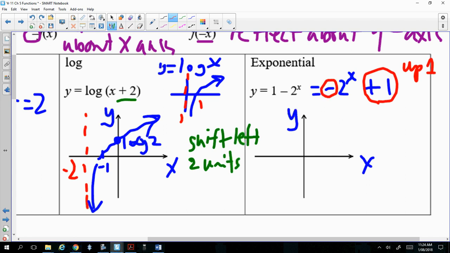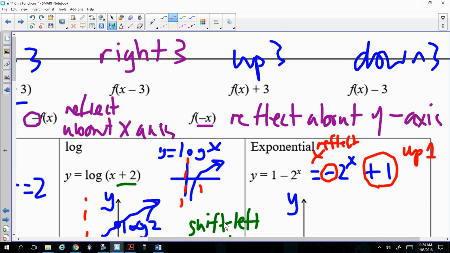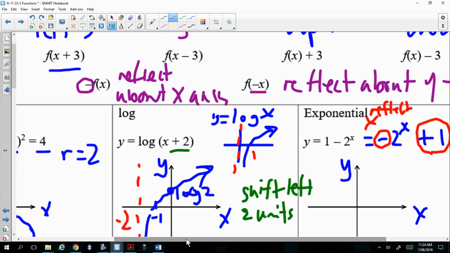Reflect x-axis. So now why does it reflect x? It's like this one, right? Negative f(x), right? The negative is in front of the function. Reflect x. Alright, so think about what it will look like. You reflect the x and then shift up 2 units.